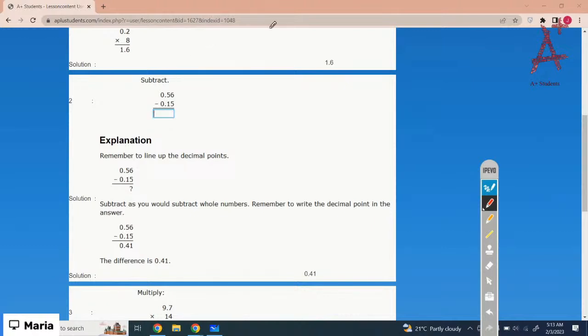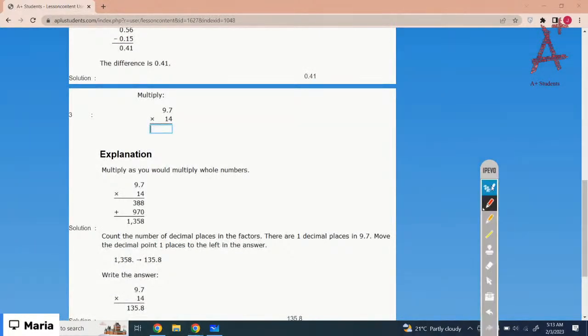Okay, the next example we have is multiply. Multiply 9.7 times 14. So simple, remove the decimal point and multiply like we do the whole numbers. Just do 97 times 14. Not decimals. 4 times 7 is 28, right? 8 over here, carry 2. 4 times 9 is 36 and 2 is 38. So it would be 388. Now we're going to multiply the tens digit. 1 times 7 is 7 and 1 times 9 is 9. We'll just add them. 8 plus 7 is 15, 5, 1 carry, 9 and 1 is 10 and 3 is 13.